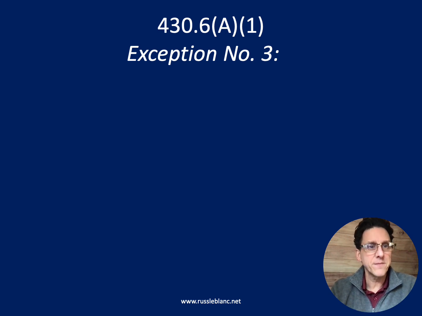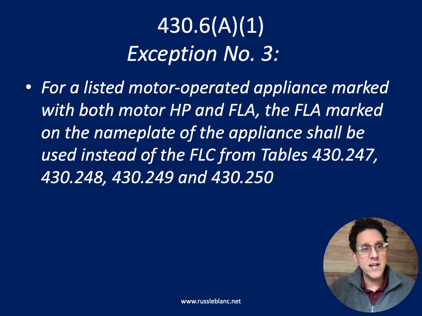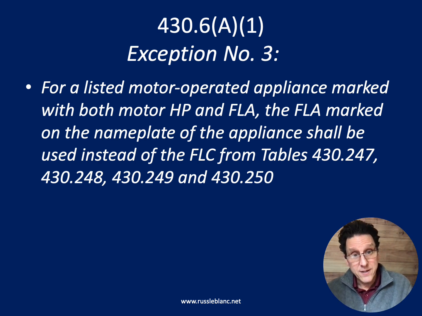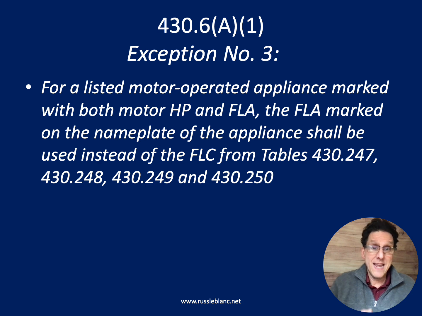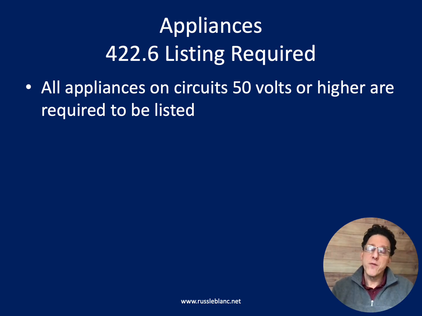Here's what exception 3 says. For a listed motor operated appliance, like a disposal, like a central vac, if it's marked with both horsepower and FLA, full load amps, the FLA marked on the nameplate of the appliance shall be used. The nameplate shall be used. The amperage on the nameplate shall be used instead of the full load current ratings from the code book tables. That's pretty cool, right?